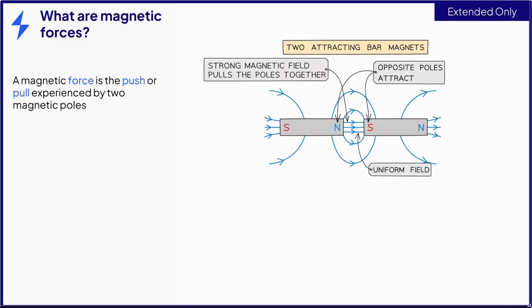What are magnetic forces? A magnetic force is simply the push or pull experienced by two interacting poles. Magnetic forces occur due to the interaction between two magnetic fields. For example, when opposite poles are brought close to one another, their field lines align, creating a strong magnetic field between the two points, resulting in an attractive force. The magnets are pulled towards each other.